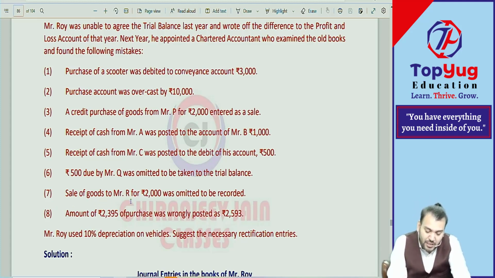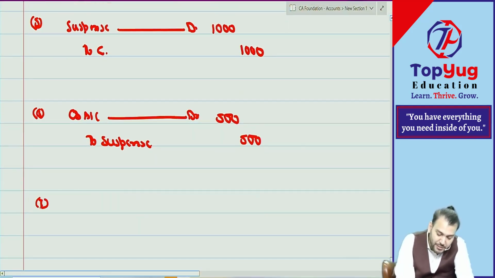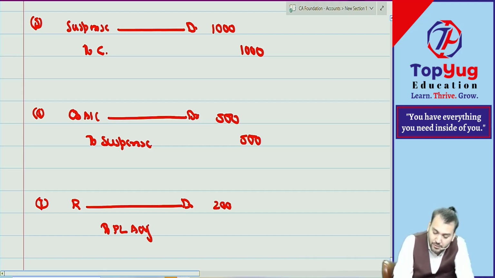Sale of goods to Mr. R was omitted to be recorded. Look, omitted to be recorded means what? Complete omission. What journal entry do you do? R account debit to PL adjustment account. How much? 2000. All are doing correct.